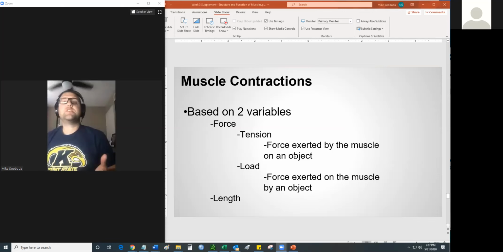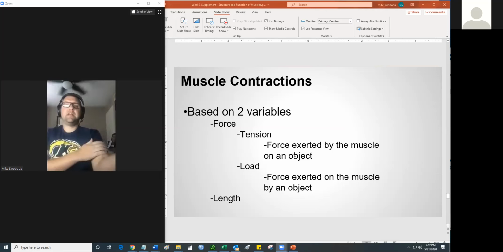Force is further broken down into two subcategories, tension and load. When you have tension on a muscle, the muscle itself is working. So if I have tension on my bicep here, that means that my bicep is exerting a force onto an object. So if I were trying to pick up this tape measure here and I have tension on it, my muscle or my bicep here is exerting a force onto the tape measure so that I can lift it.